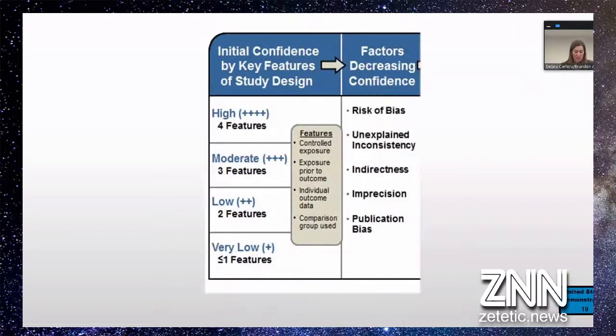So after the initial confidence rating is determined, then you begin to think about factors that decrease your confidence looking across studies. What's the first property considered for decreasing confidence? Risk of bias, but at this point we're looking across the studies.